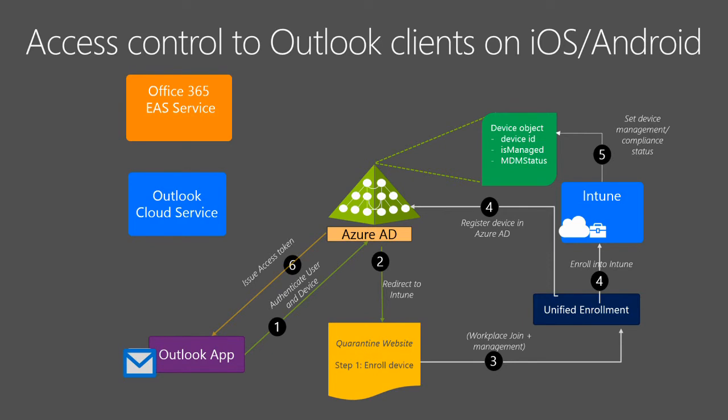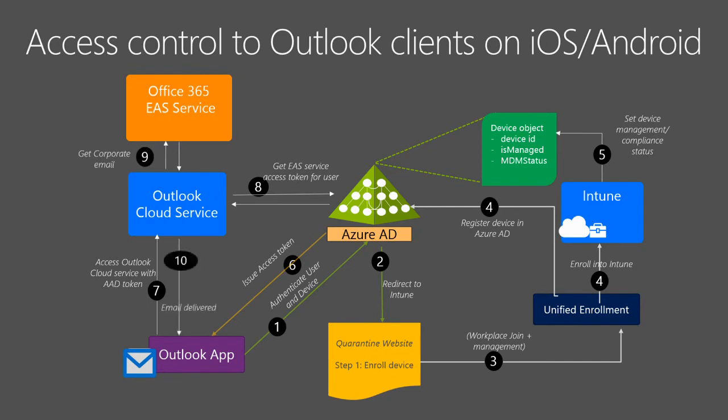So the first thing it does is it takes that token to access its own cloud service, the Outlook cloud service. And then that looks up Azure AD to make sure that this is a valid token. And then once it does that, it requires a second level of security token that says, now, OK, I want to get email on behalf of this user. So then it goes and talks to the O365 service and then brings the email down to the user.